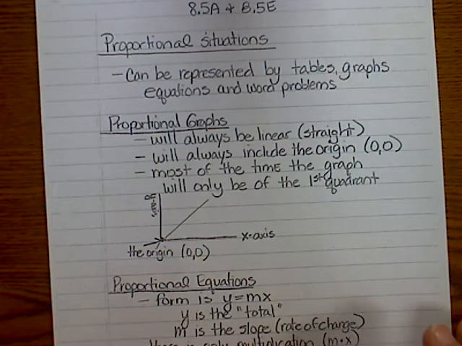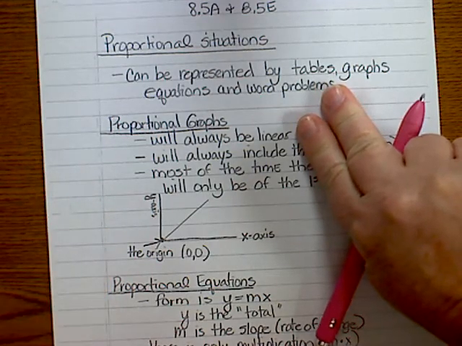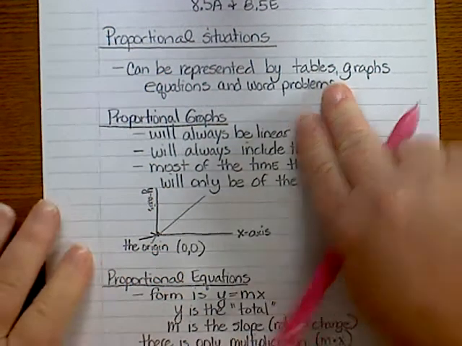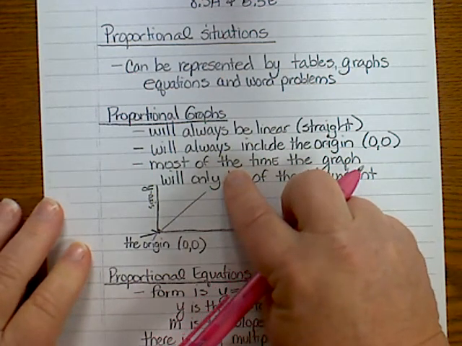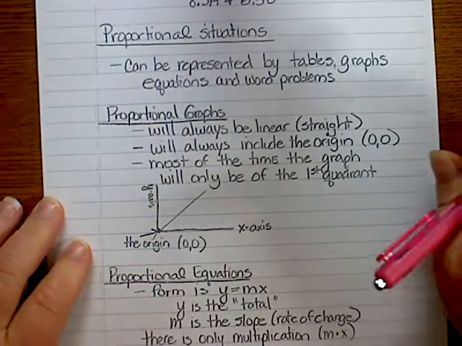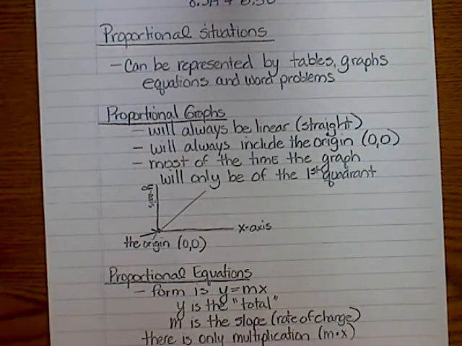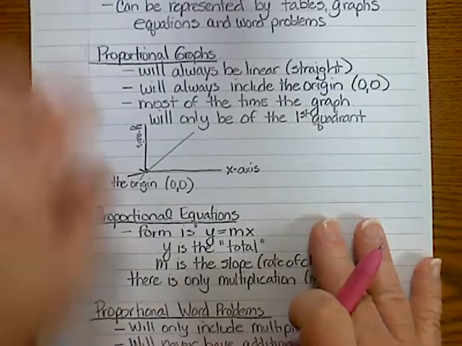Proportional graphs. Let's talk about what the graphs will look like. They will always be linear. What does that word mean? What does linear mean? Straight. In other words, there will be a straight line. We don't have curvy lines except for when we're looking at functions in 8th grade math, okay? We only have straight linear lines. When you get to algebra, you're going to get used to looking at curvy lines, okay?